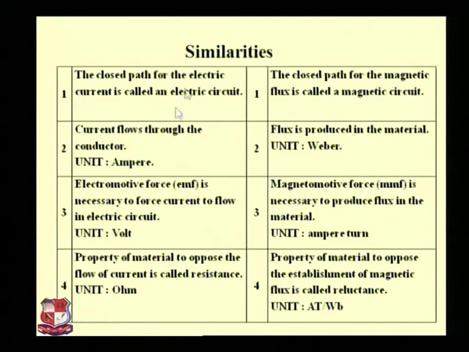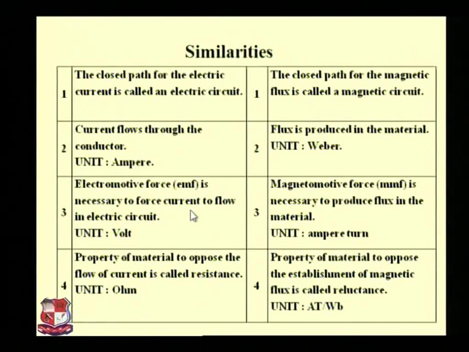So in the electric circuit there is a closed path for the electric current, and in the magnetic circuit there is a closed path for the flux. Now the second point: current flows through the conductor and the unit is ampere, while flux is produced in the material and the unit is Weber. This is the important point. Current is flowing through the circuit while flux is being produced. That's why it's produced in the material. Flux never flows. Remember, flux never flows. It only is produced and remains or alters.